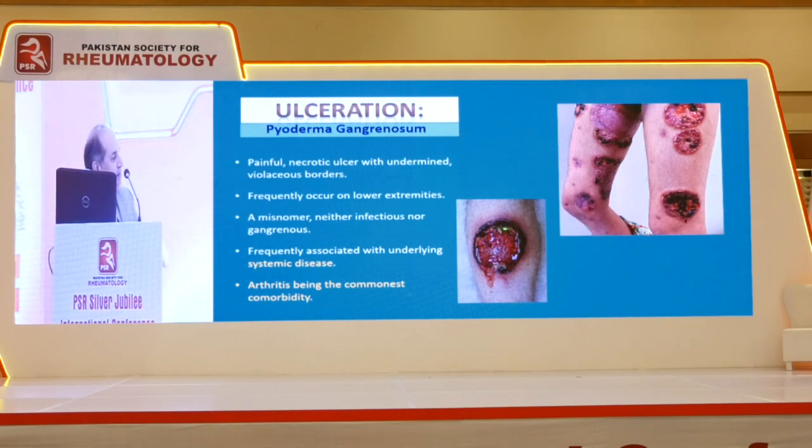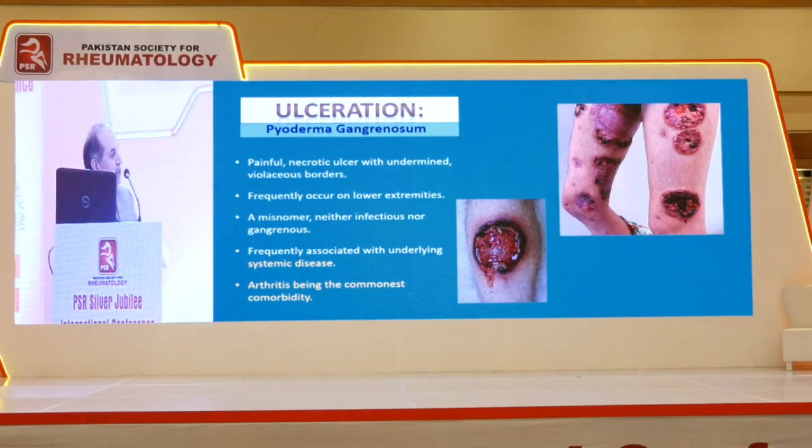Large ulcers, violaceous borders, undermining of the borders. The patient presents with these types of extensive ulcers, which is pyoderma gangrenosum. Although this is a misnomer, it is neither infectious nor a pyoderma. This is non-infectious ulceration. It is an important manifestation of rheumatoid arthritis, and is also seen in SLE and dermatomyositis.